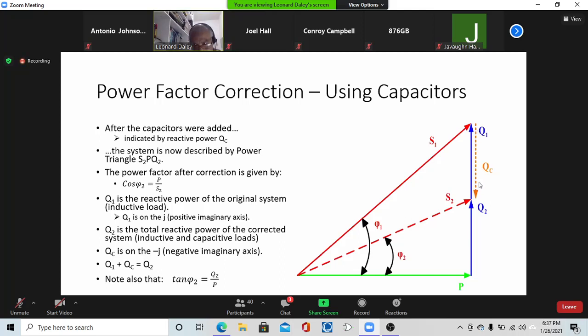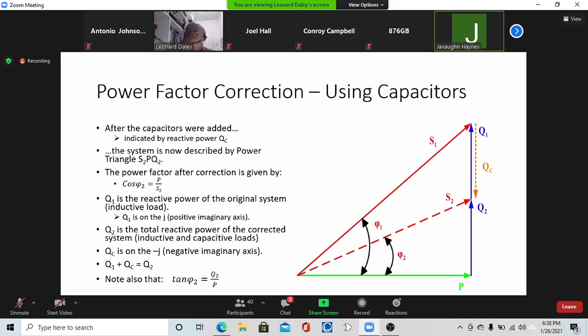So that's why this R of Q is going down, right? Basically what we do is add Q1 and QC and end up with Q2. That's what this is saying: Q1 plus QC, where QC is a negative number, so you get a lower value. Something else you need in your calculation is to know that tan of phi 2 is equal to Q2 over P, because sometimes you will need that.